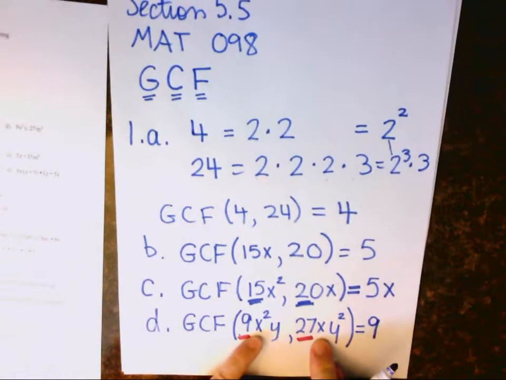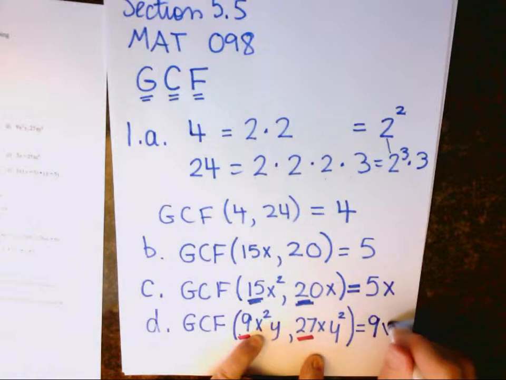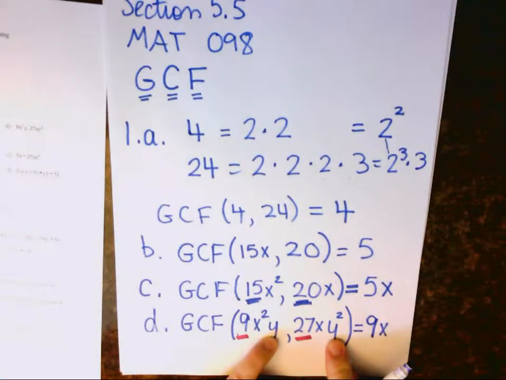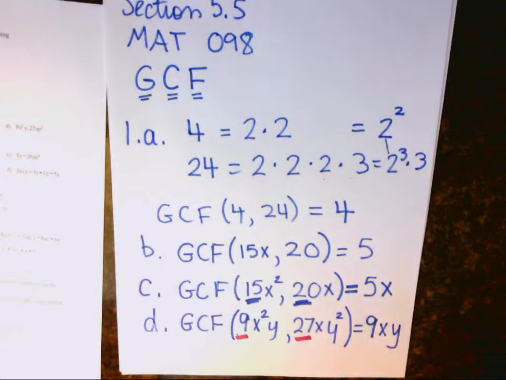They both have x's, so we pick the lowest power for x, because that's the only one that will go into both of them. They both have y's, so we have a common y. We pick the lowest power for y. Okay, very well. Greatest common factor, number 2.